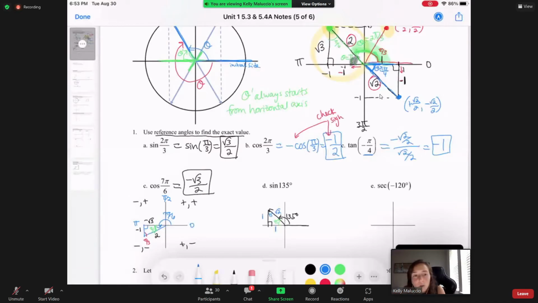But we have to make sure we look at our pluses and minuses, right? What's positive, what's negative? Well, this is negative, but this goes up, so this is positive and everything else is good. So now, sine of 135, sine is SOHCAHTOA, opposite over hypotenuse. So 1 over square root of 2, which is root 2 over 2.